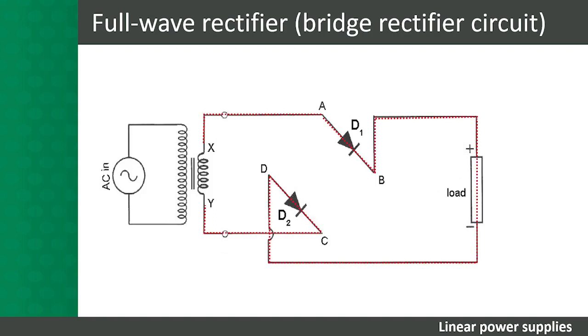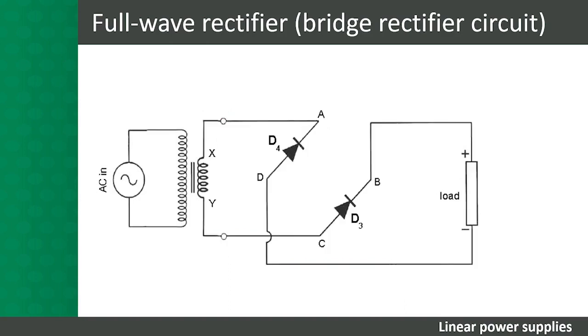D1 will therefore conduct first, and current will flow from point X of the transformer to point A, then to point B through diode D1, through the load resistor to point D, through D2 to point C, and then back to point Y of the transformer.